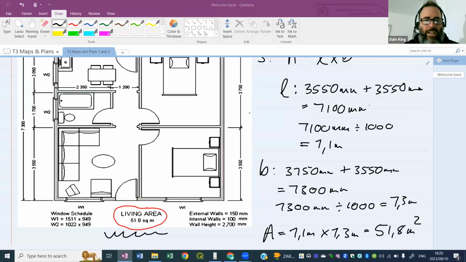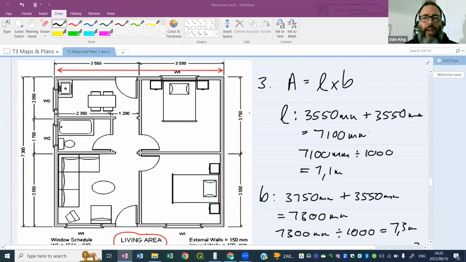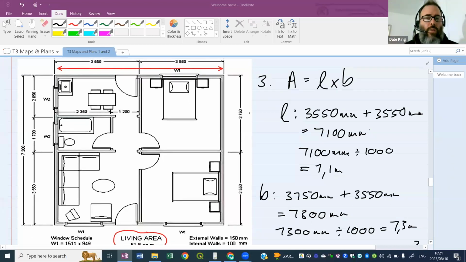So what looks like a strange question to start off with, confirm the area, is actually not too bad. We know the area of this shape is length times breadth. Let's work out the length. Let's work out the breadth. Being very much aware that we have to change the millimeters on this diagram to meters because they want square meterage.